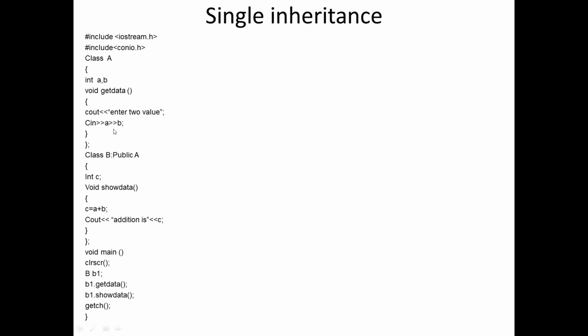So in today's lecture, we have discussed what inheritance is, what the modes of inheritance are: public, private, and protected mode. After that, we discussed the five different types of inheritance. After that, we have seen the syntax of all inheritance along with the diagram, and this is the sample program for single inheritance.